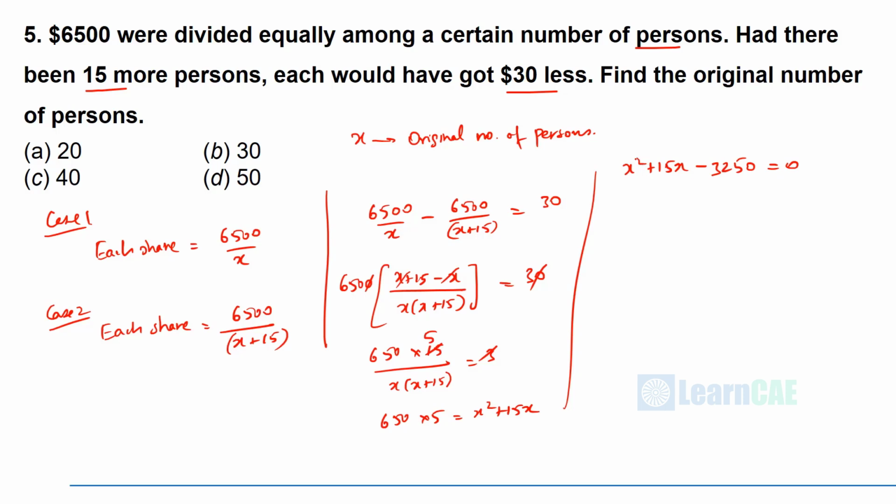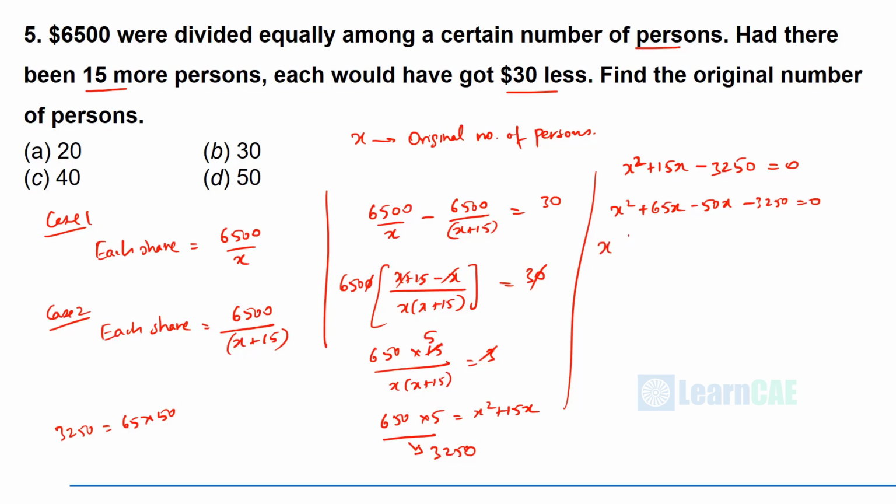Now we have to solve this. Here we have seen that 650 into 5 is equal to 3,250. It means 3,250 is equal to 65 into 50. The difference will be 15. That is 65 minus 50 is 15. So we shall rearrange here. x square plus 65x minus 50x minus 3,250 is equal to 0.